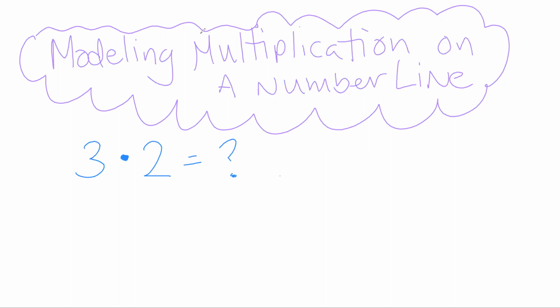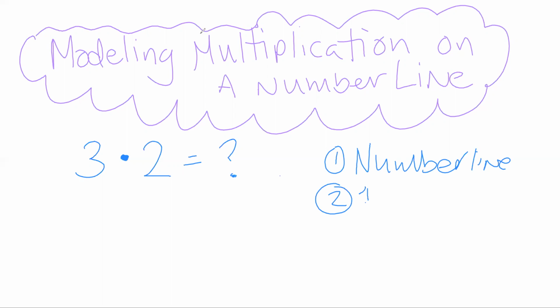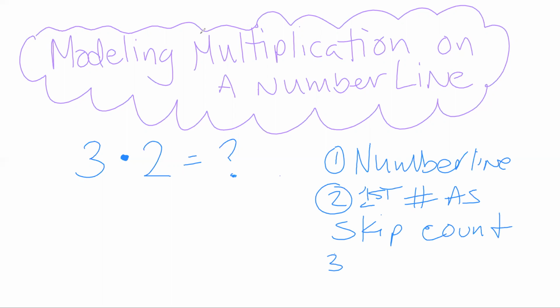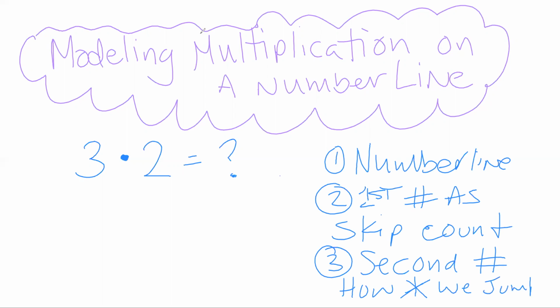So to do this today, let's think about our process. One, we're going to make a number line. So that could be a good start. Our second step is we're going to use the first number as our skip count. And our third and final is going to be the second number is how many times we jump. Okay, so as we said, 3 times 2 equals something. There's my equation. So we got to figure that out. Let's jump to the next page and test this out.